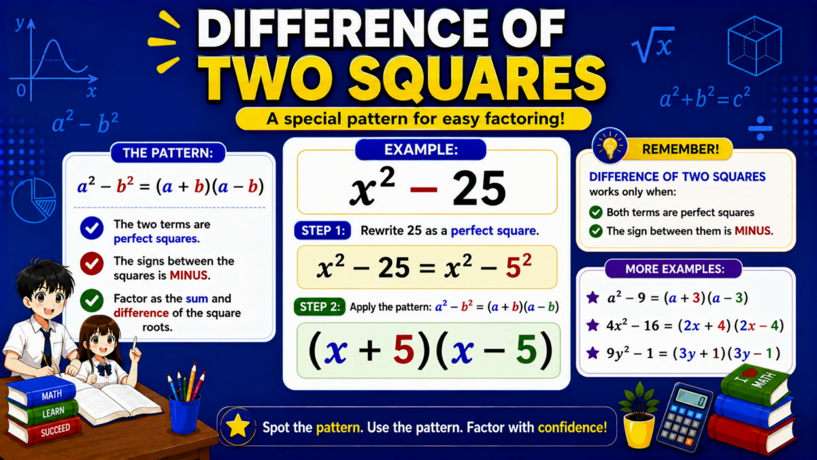First, recognize that both terms are perfect squares and that they are separated by subtraction. X squared is the square of x, while 25 is the square of 5. Therefore, the factors are x plus 5 and x minus 5.